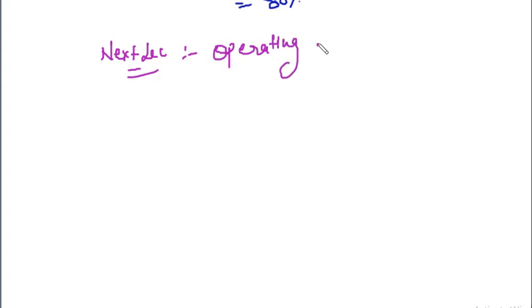So this is all about operating ratio. And in the next lecture, we are going to start with the next ratio, that is operating profit ratio.